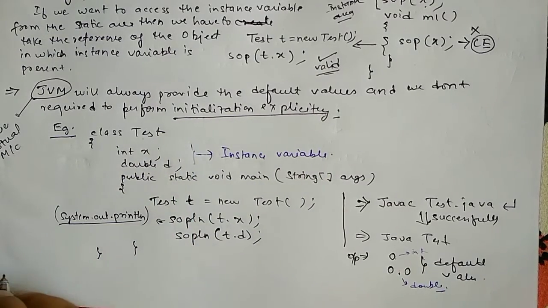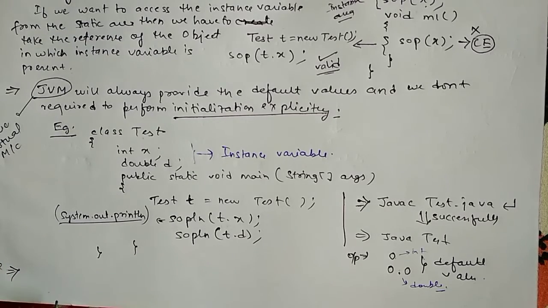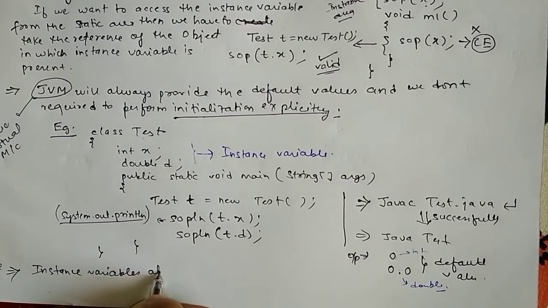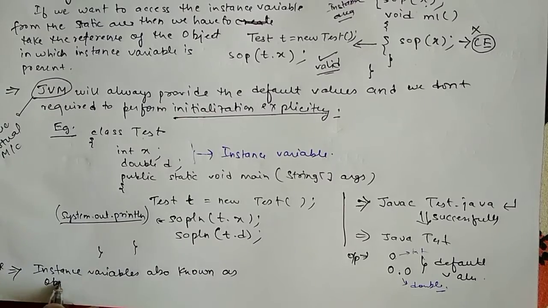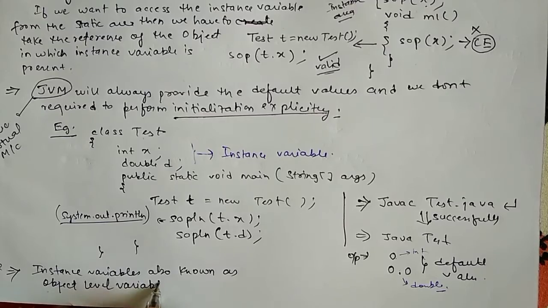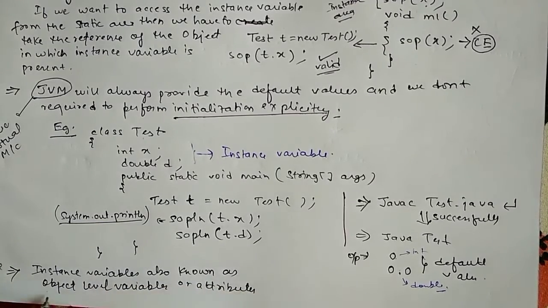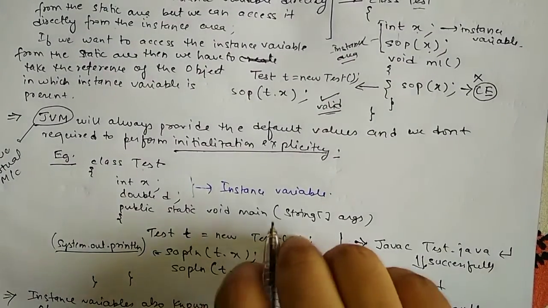And the last and the most important point is that instance variables are also known as object level variables or attributes. So these are all the points regarding the instance variable. We will summarize at the end.